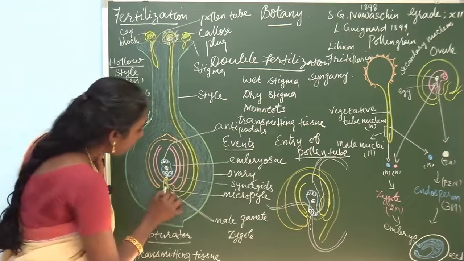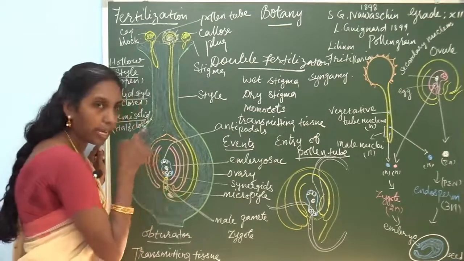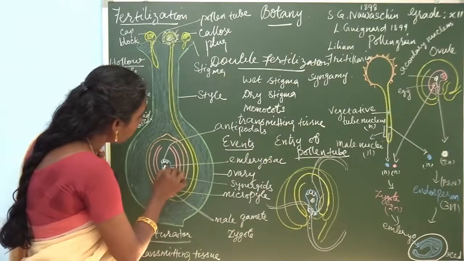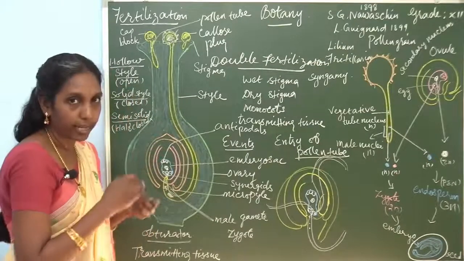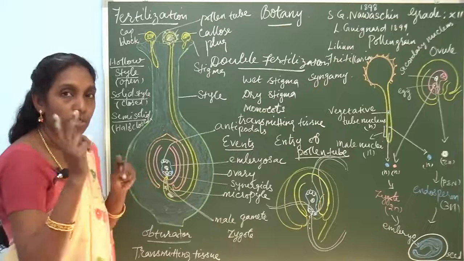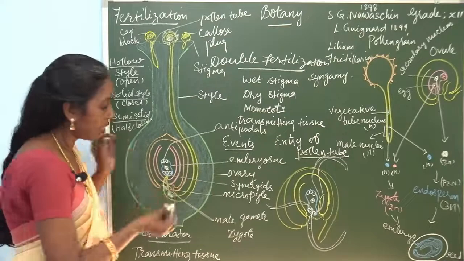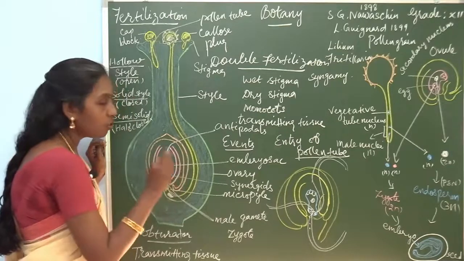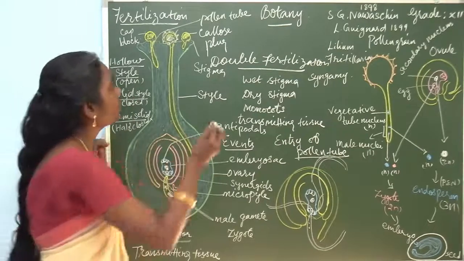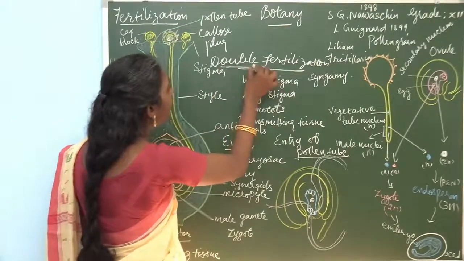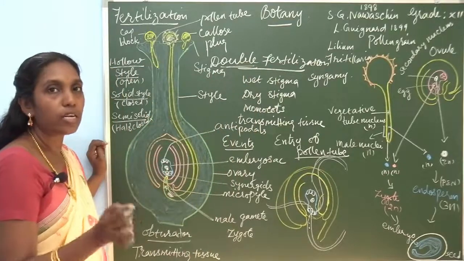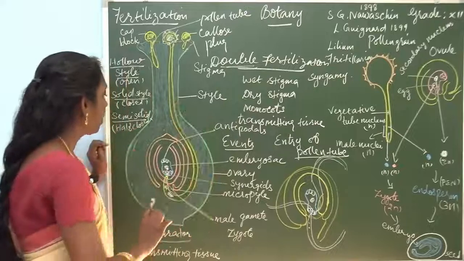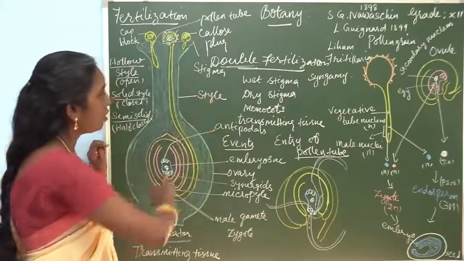So this male gamete, one fuses with the egg, that is called syngamy. Another one fuses with the polar nuclei or the secondary nucleus. So there are two fertilizations taking place. Two male gametes fuse twice and form two fertilizations. So this process is named double fertilization. It is an important event observed in angiosperms.